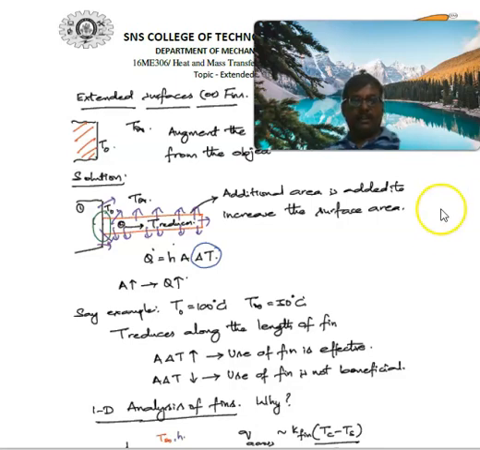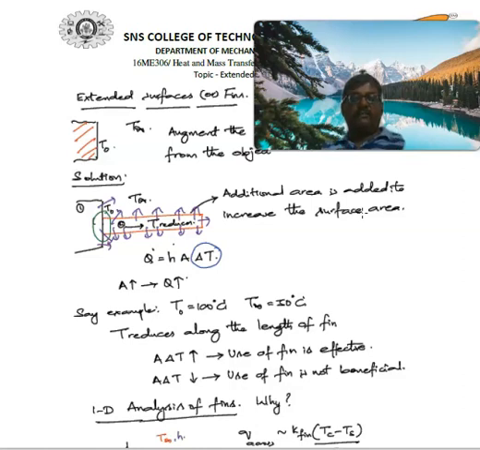Now let me see the extended surface. So, what is the extended surface? In a normal explanation, an extended surface is nothing but a surface which has more cross section area in addition to the regular area. That is said to be the extended surface.